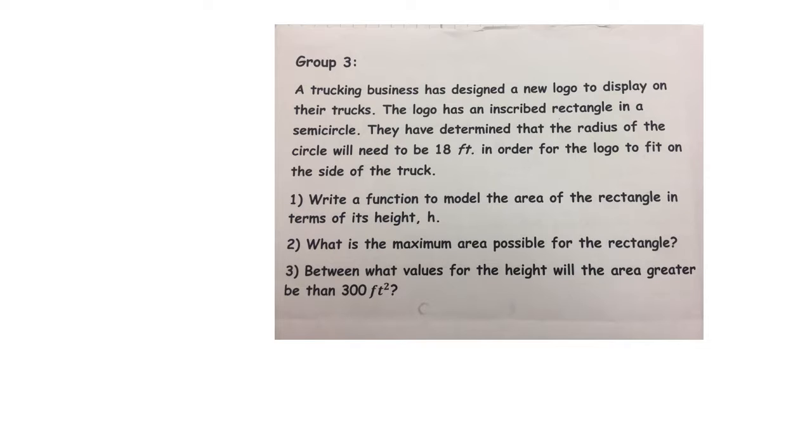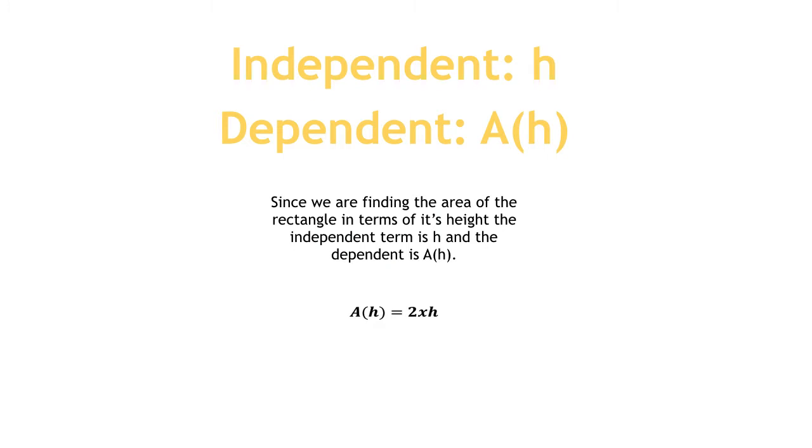So let's start with the dependent and independent variables. The dependent is the area in terms of h because it varies based on the value of h. H would be the independent variable because there's a variety of heights which could be used, since this is a quadratic equation. Okay, I see where you're going with this.